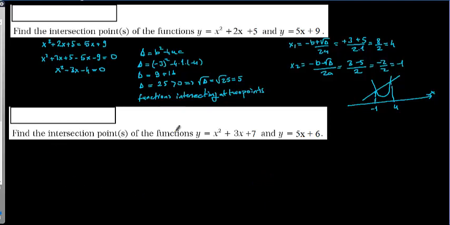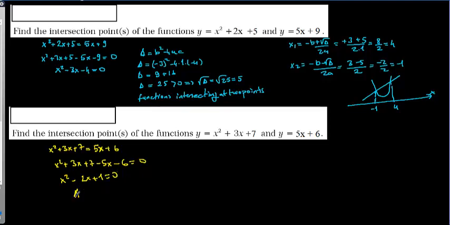The second one is x squared plus 3x plus 7. Again, I'm going to do the same operation here. x squared plus 3x plus 7, I'm going to say it's equal to 5x plus 6. Then I'm going to say x squared plus 3x plus 7 minus 5x minus 6 is equal to 0. Then x squared minus 2x plus 1 is going to be equal to 0.